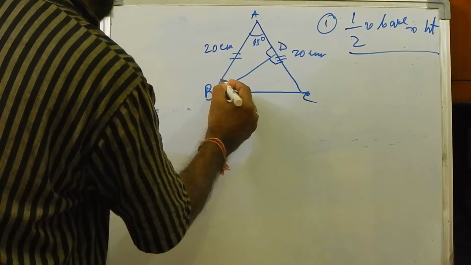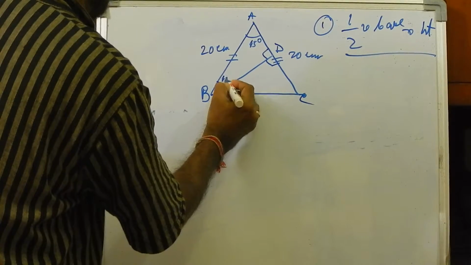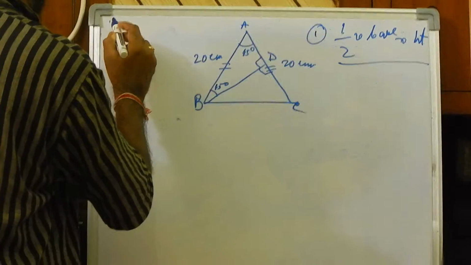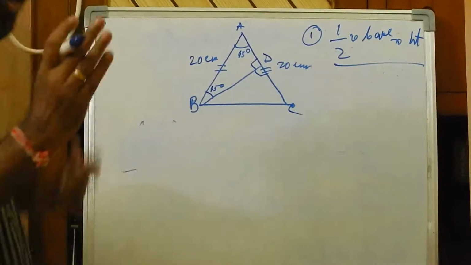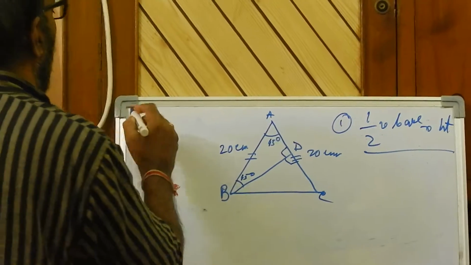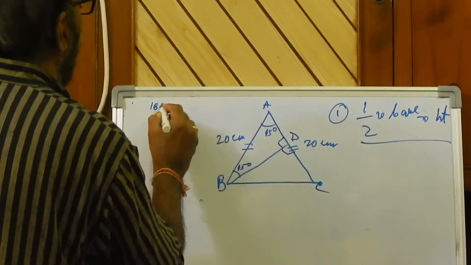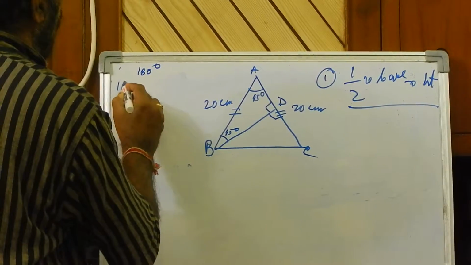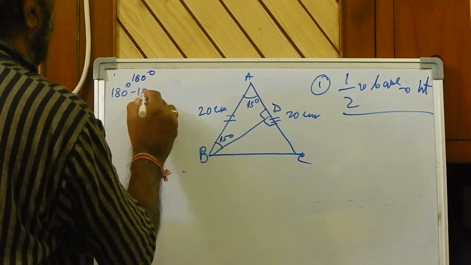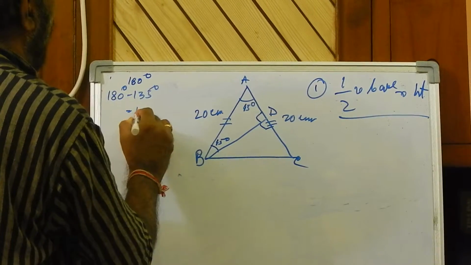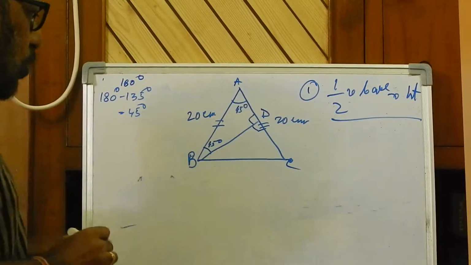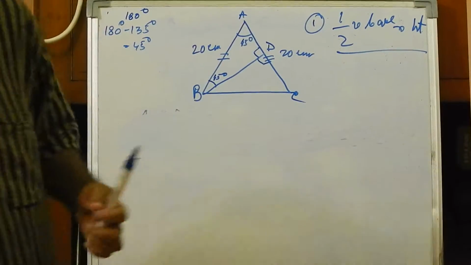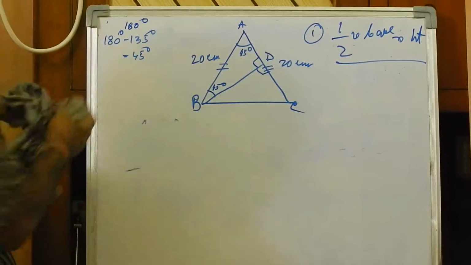So ABD is also 45 degree, because we know that a triangle has three angles, and the sum of the angles of a triangle is 180 degree. So here 90 plus 45 degree, 135 degree. If you deduct 135 degree from 180, you get 45 degree. So ABD is also 45. As we see, BAD was given 45.